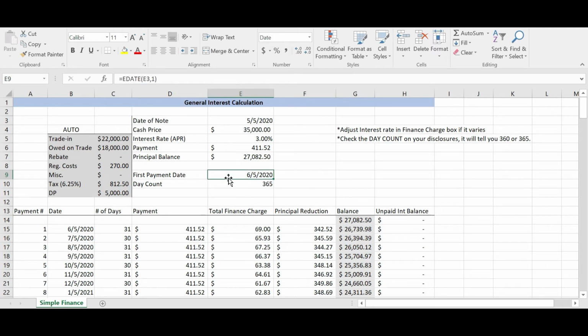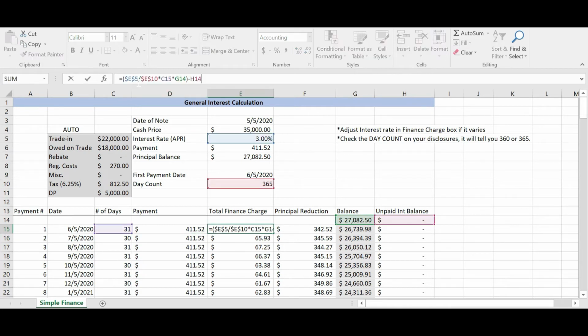So once I have that entered there, then I go down here to my auto payments or auto populated payment dates down here. I make this cell equal that one, and then E date all the way down. Same setup as that one. So as you can see, it calculates the number of days. The payment again is going to equal this and then equal all the way down. Total finance charge, you've got your rate divided by the day count.